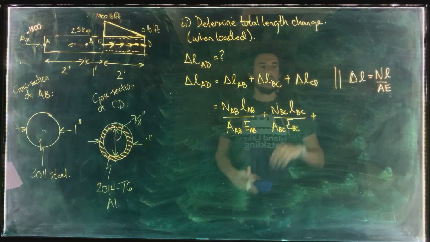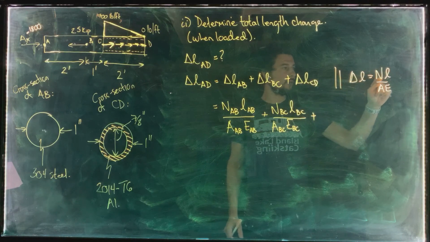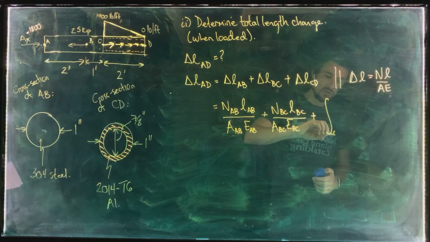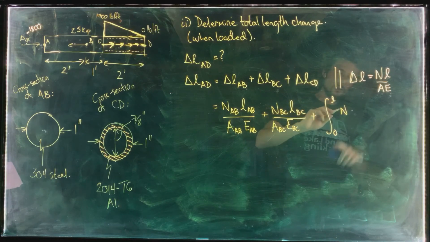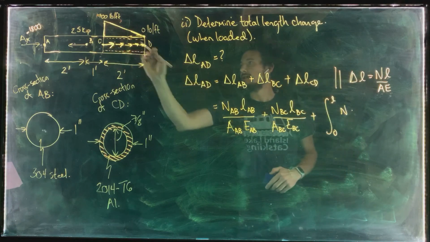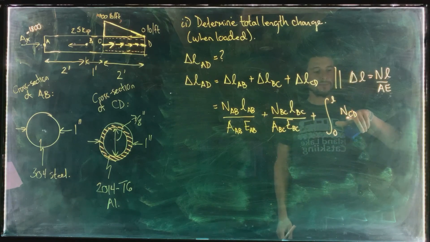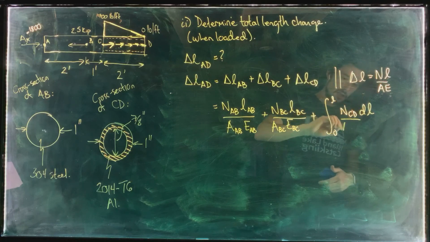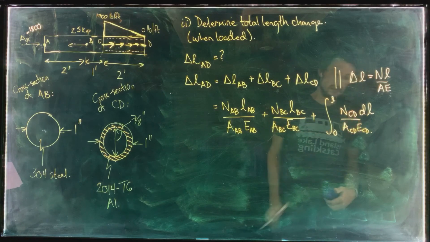Okay, plus. Now for this segment here, this is one where the internal normal force is changing continuously with L, so we need to use the integral form of that equation, which is the integral from 0 to L of N, and this would be N CD, where NCD is an equation that describes how the internal normal force NCD is varying with length L. And then we've got dL, and then we've got ACD, ECD down there.